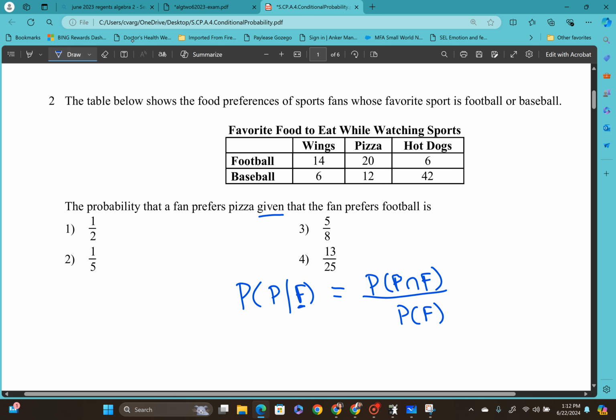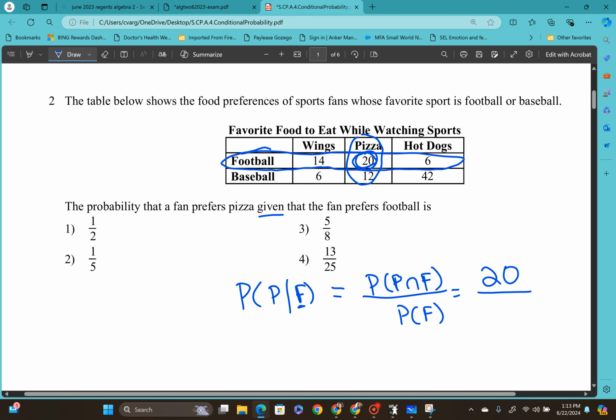Cool. So I look for pizza. Here's pizza. And football. Here's football. That was horribly drawn, but you get the point. So pizza and football, where do they meet? Right here. 20. So 20 goes on the top. And the probability of football goes on the bottom.